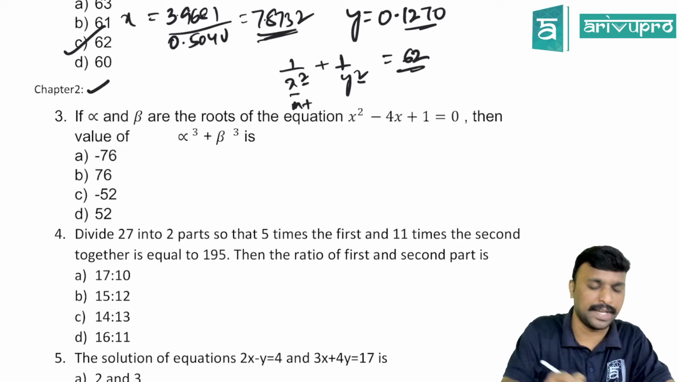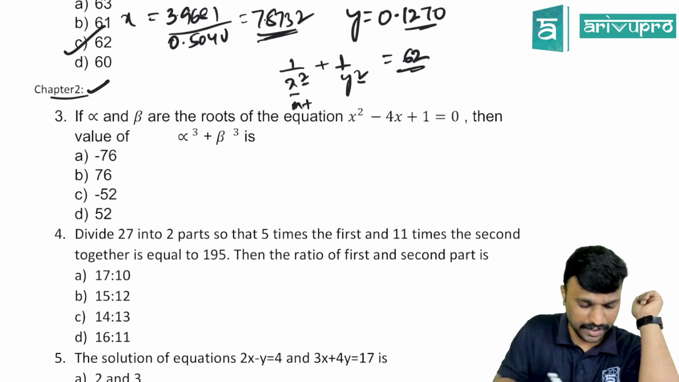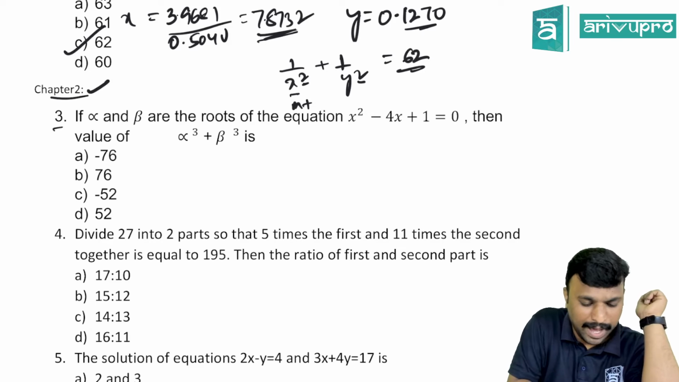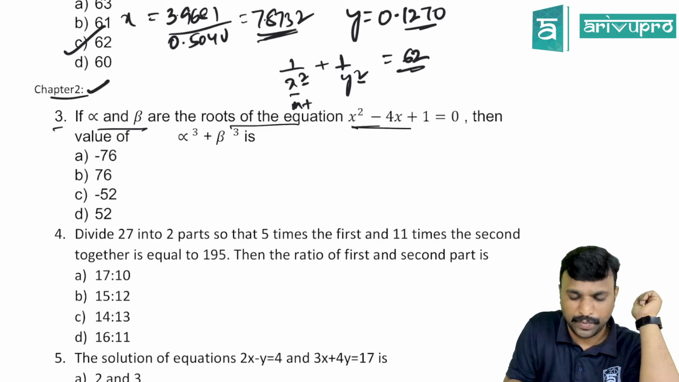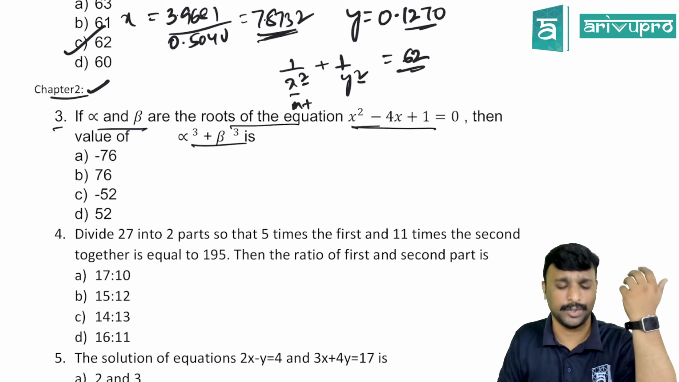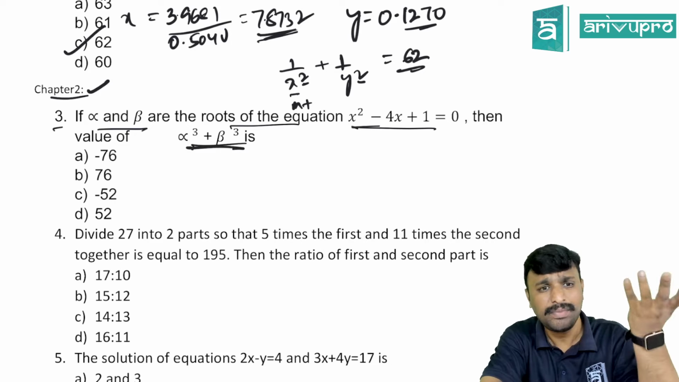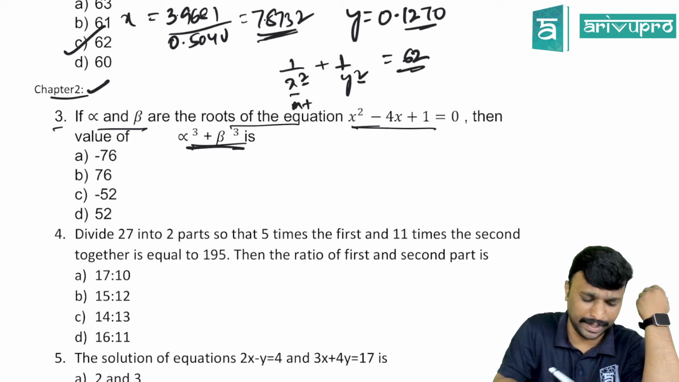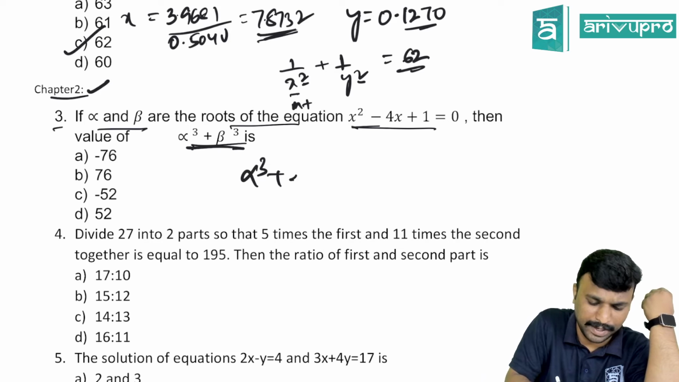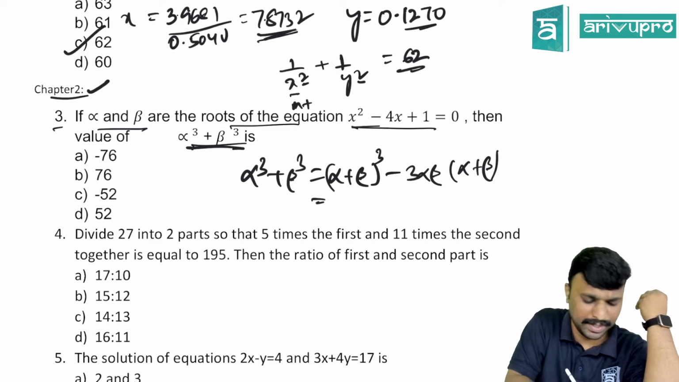Let's move on to the next chapter's questions, that is chapter 2, equations. All right. So the first question in equations, that is question number 3: alpha and beta are the roots of the equation x square minus 4x plus 1 equal to 0. Then the value of alpha cube plus beta cube. Guys, you have to express this in terms of alpha plus beta and alpha into beta. You all know alpha cube plus beta cube is alpha plus beta the whole cube minus 3 alpha beta into alpha plus beta. Alpha plus beta is the sum of the roots. So what is the sum of the roots?